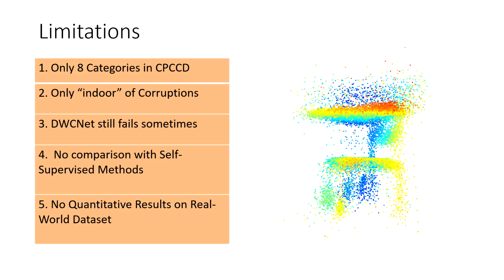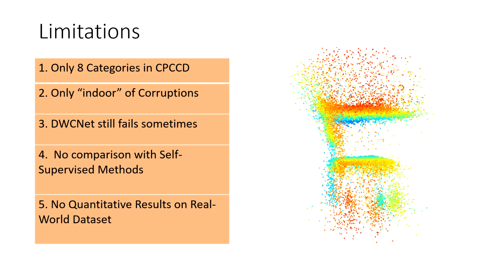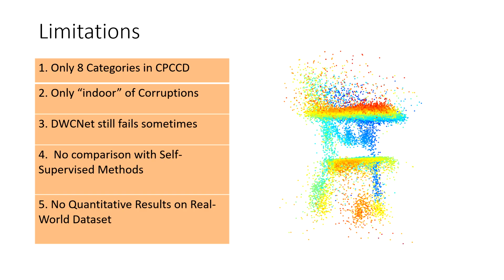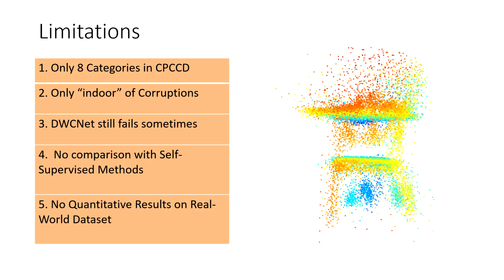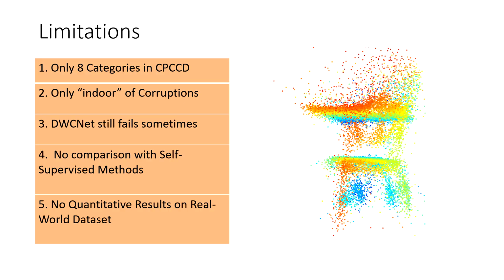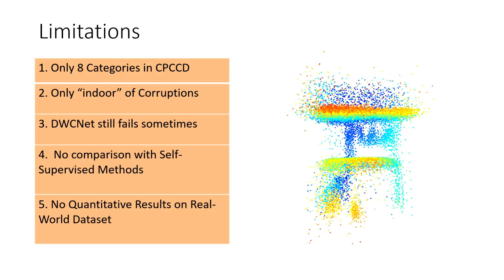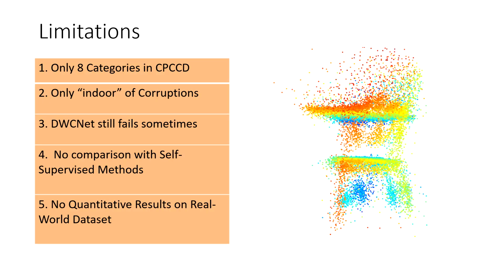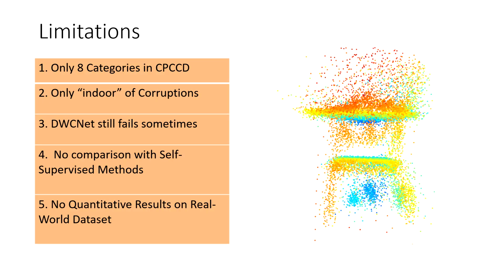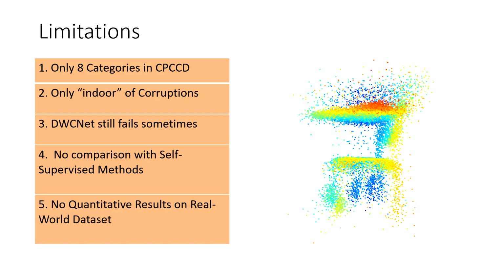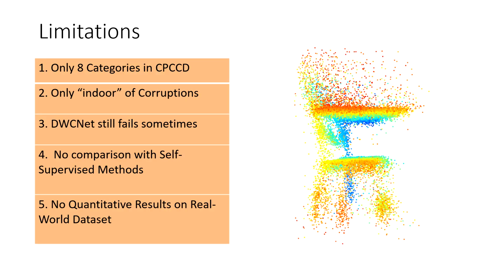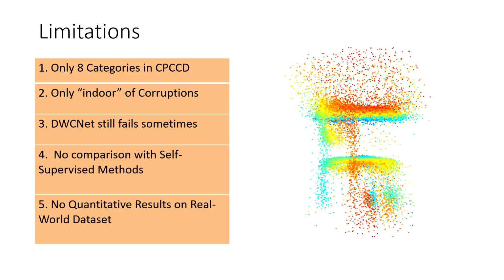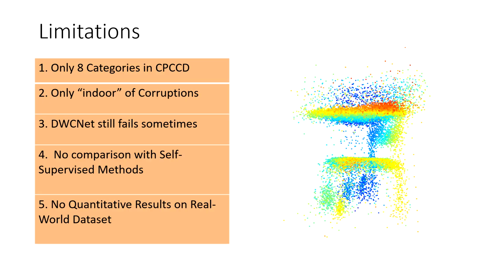The paper has quite a few limitations. The first one is that it's got only 8 categories in the CPCCD dataset, and that the corruptions represented are of indoor environments. And we find that DWCNet does not completely remove all the noise and corruption in the scene, and there is no comparison with self-supervised methods. And there is also no quantitative results on real-world datasets because of lack of the ground truth.